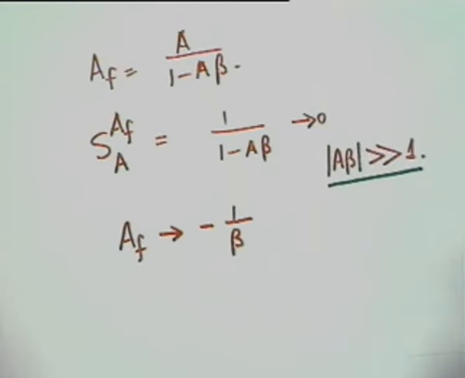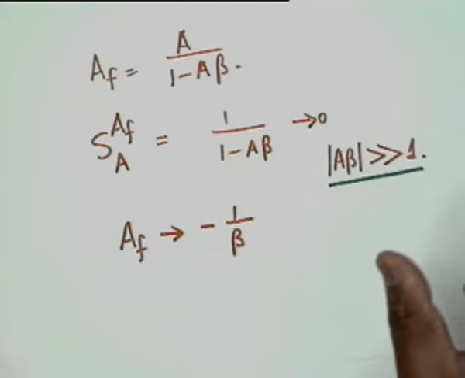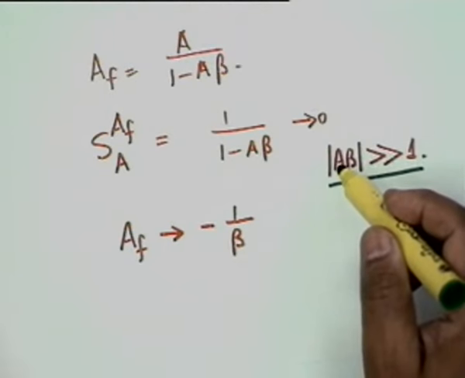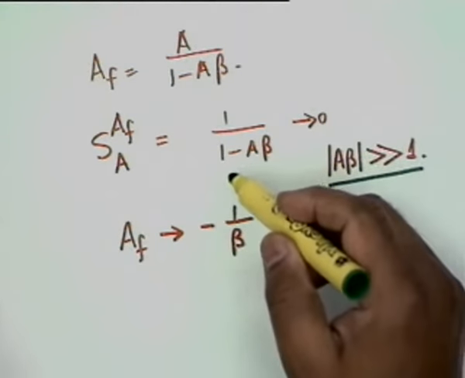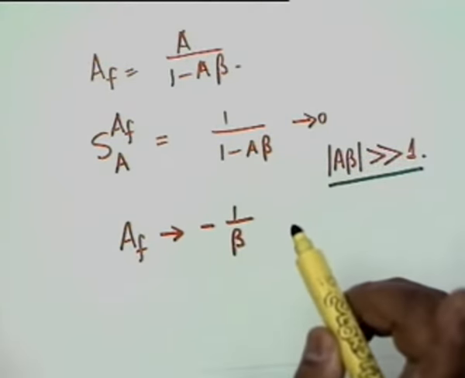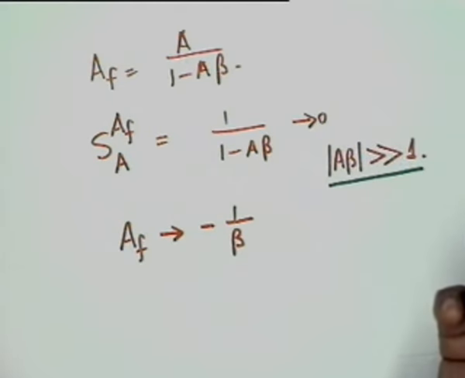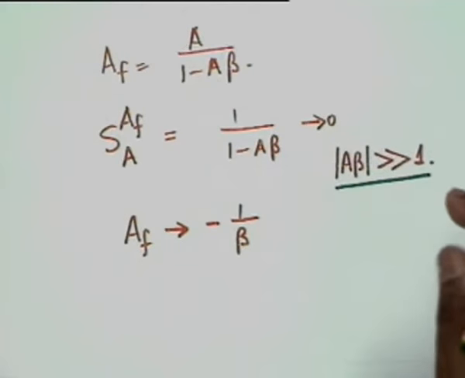Isn't that right? If there is positive feedback, it cannot exceed 1, because as soon as A beta becomes 1, the circuit goes into oscillation or nonsense, as the case may be. And therefore, it is not relevant to positive feedback. This desensitization is not relevant to positive feedback, because the circuit no longer performs as an amplifier, it becomes an oscillator.